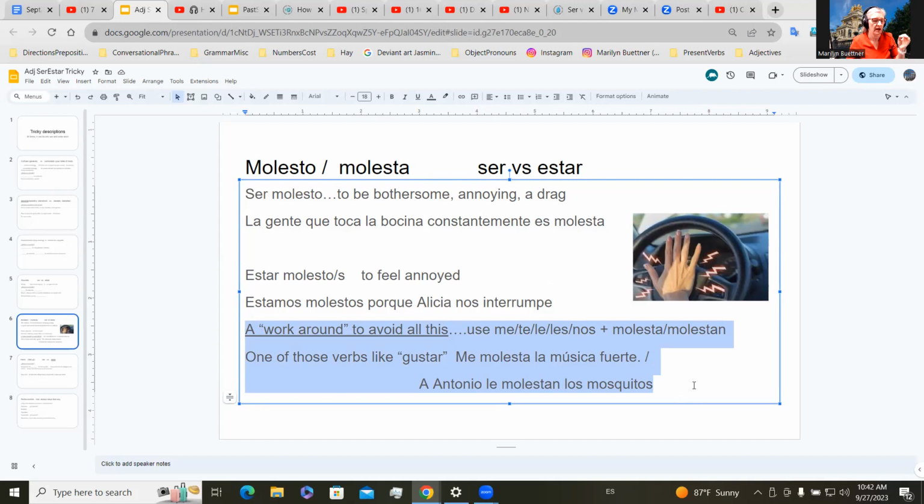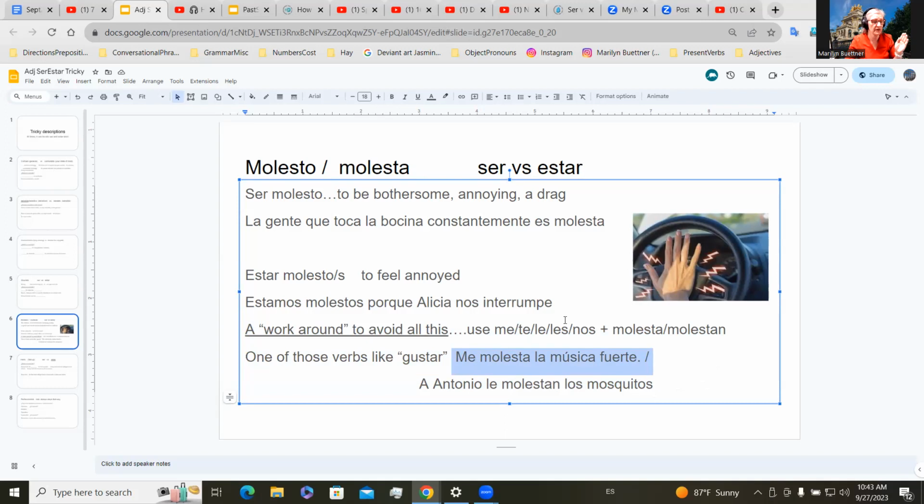We use me molesta, or te molesta, or le molesta, or les molesta, or nos molesta. We say this thing or this person bothers us. So it's a different way of taking that word molesto, but we turn it into a verb. And this is a super, super common chunk of words to use. So instead of saying me gusta, te gusta, le gusta, it'll be me molesta, te molesta, le molesta, nos molesta, right? Por ejemplo, me molesta la música fuerte. Loud music bothers me, annoys me, drives me nuts.